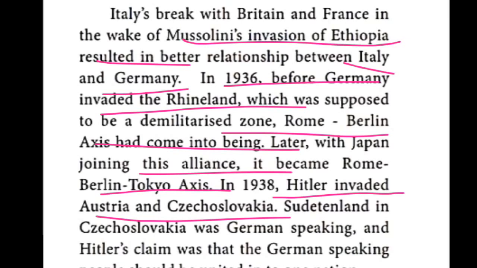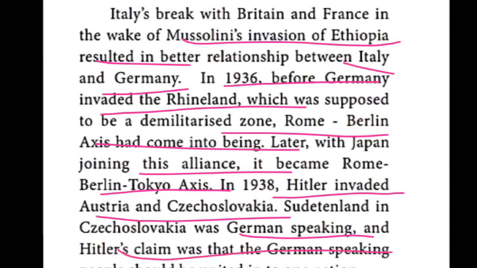Sudetenland had German-speaking people. The Sudetenland people were speaking the German language. So Hitler claimed that all German-speaking people should be under my nation. Under Germany only they should be. Like that, he argued and claimed.